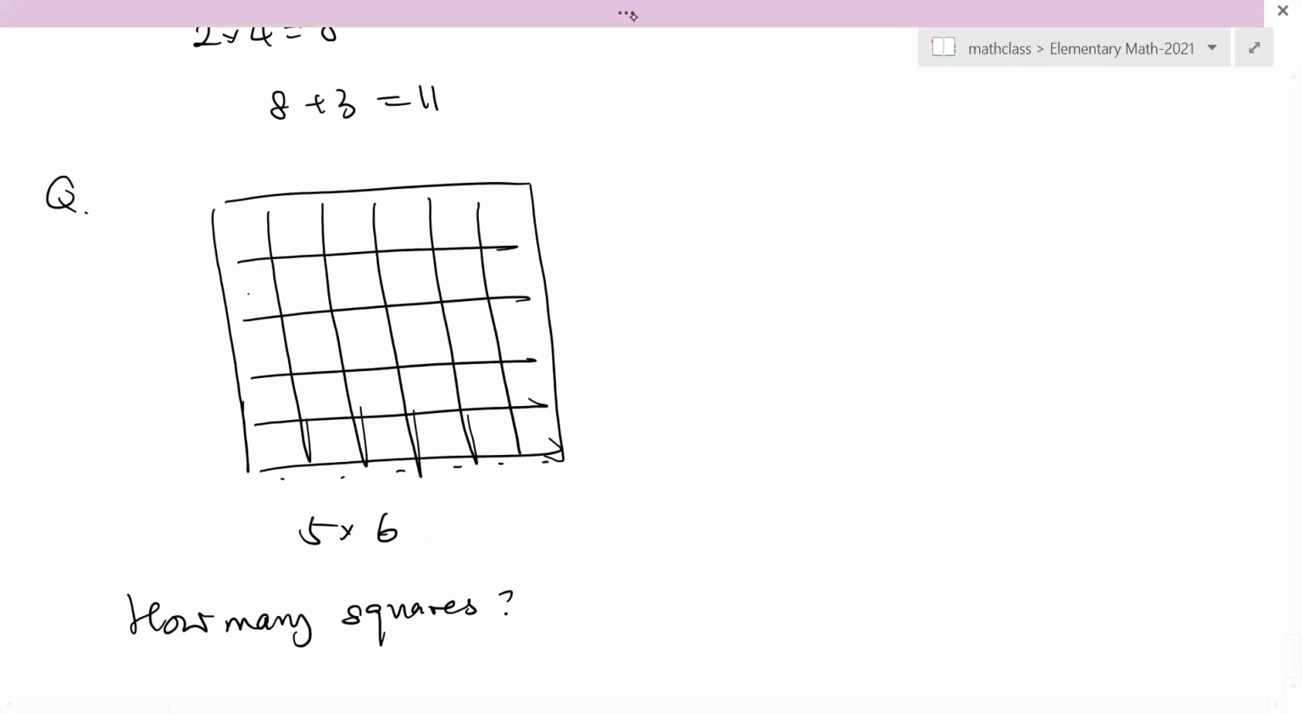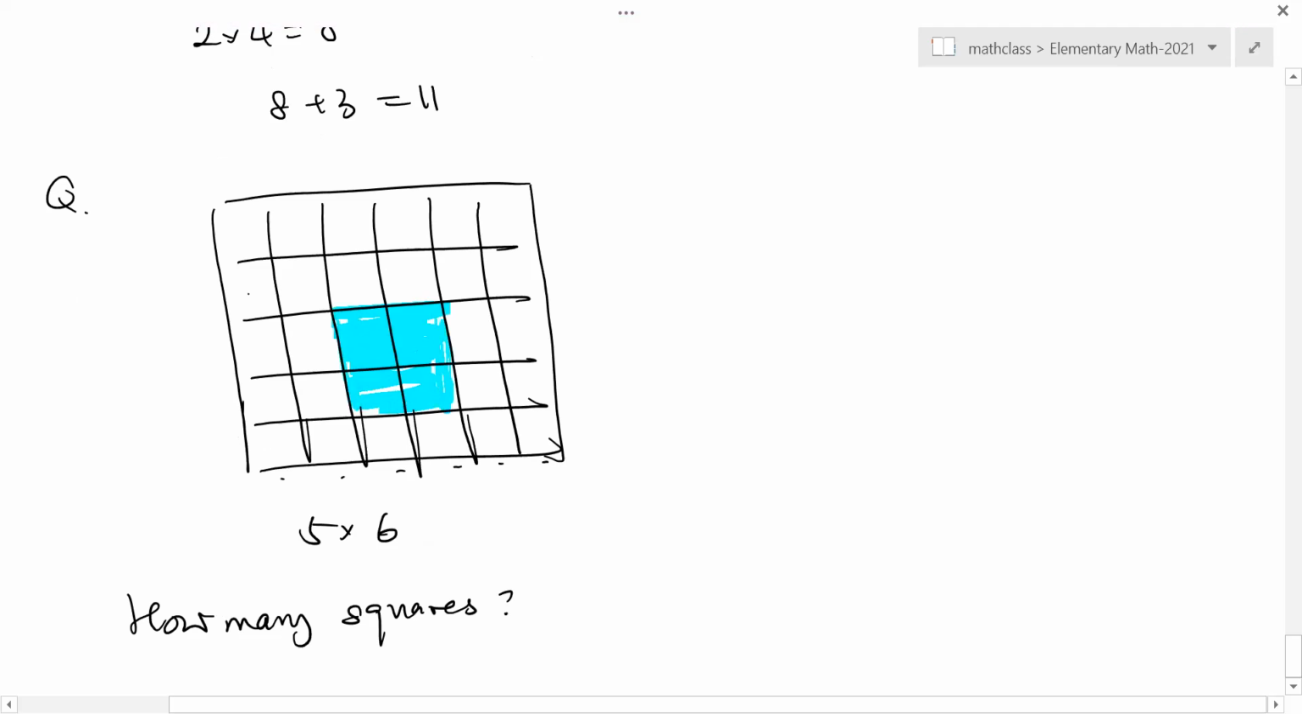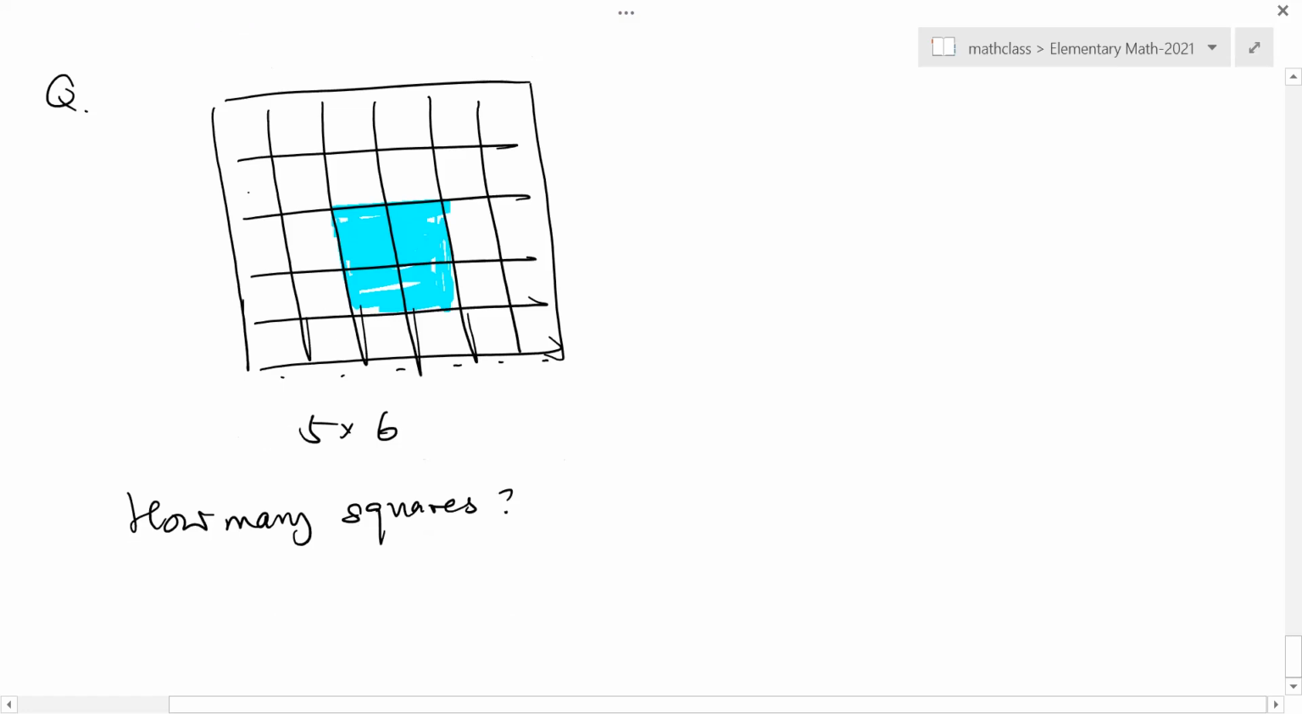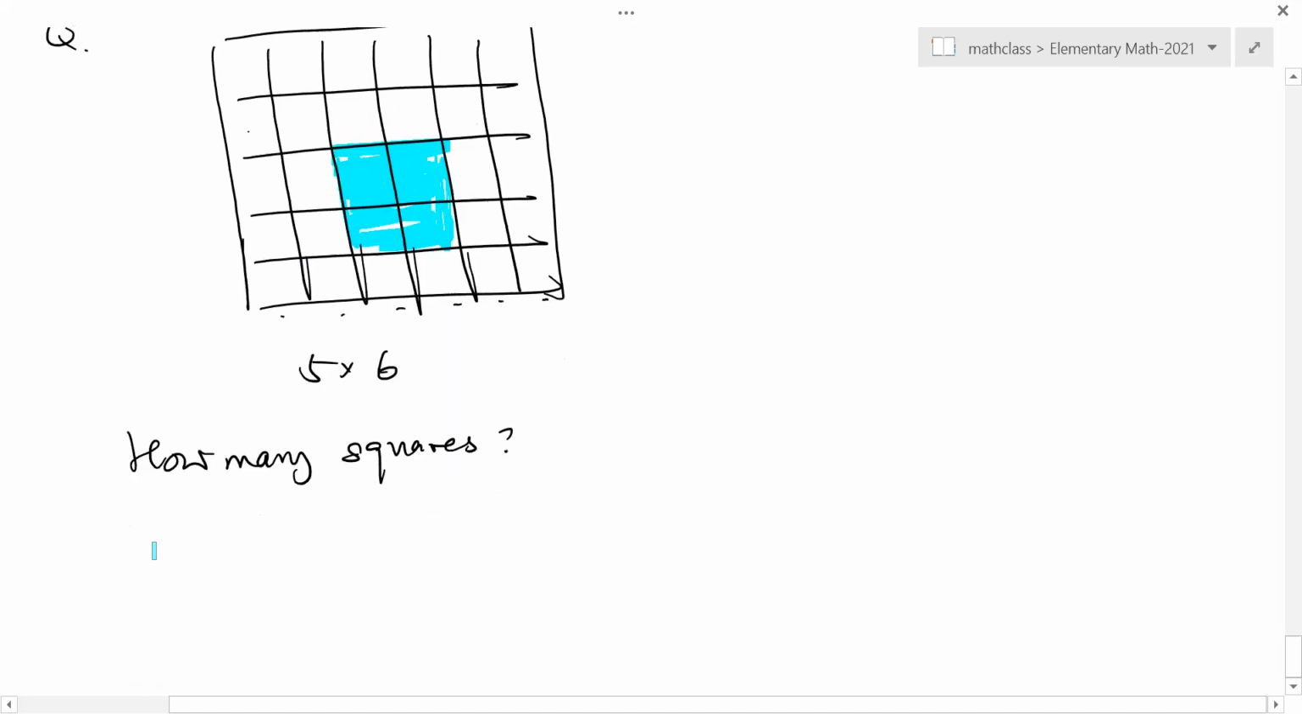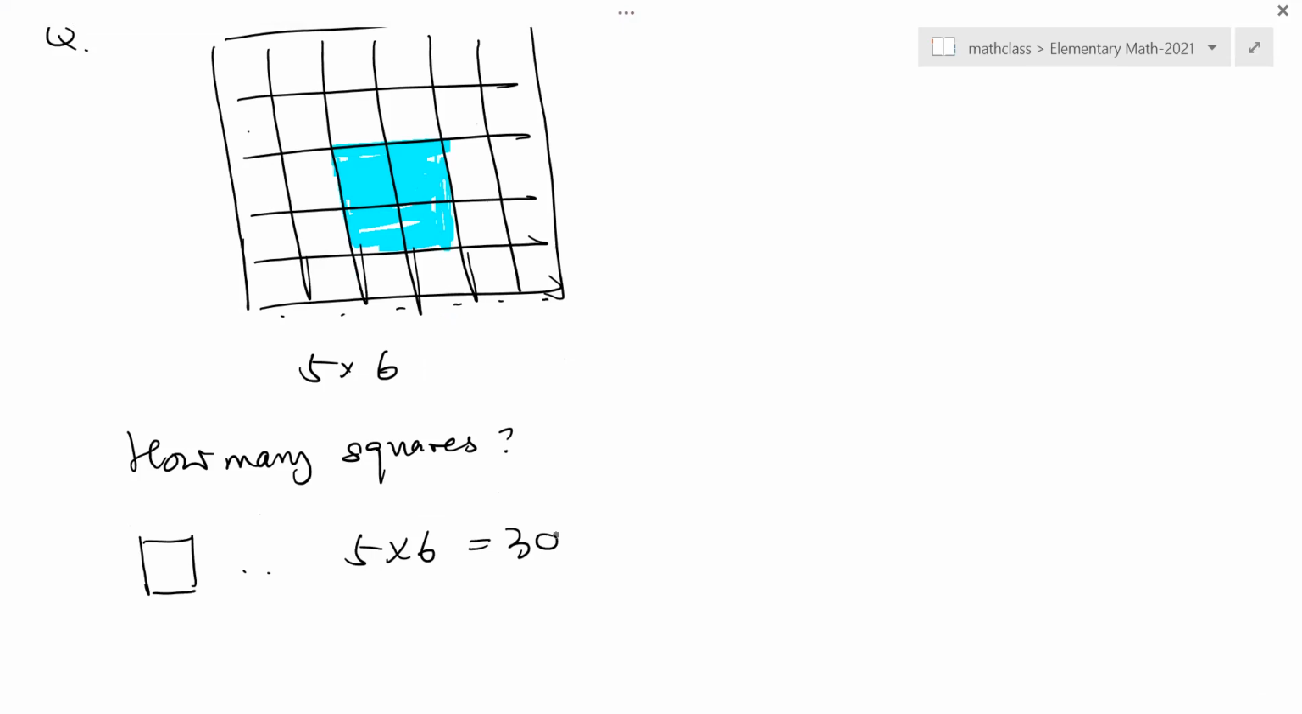A typical example, a square is going to be like this type. It's a 2 by 2 square. So you should count how many 1 by 1 squares, 2 by 2 squares, 3 by 3 squares, then add them together. Let me do a couple of them for you. 1 by 1 square is easy. Just 5 times 6, 30. You have a total of 30 1 by 1 squares there.